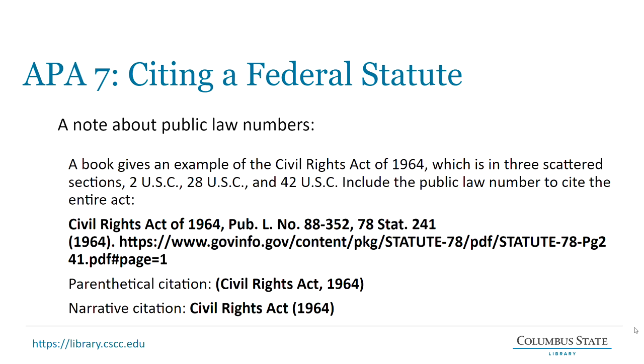You may see a public law number on the act, too. This number is used in the reference list entry for when the act is codified in scattered sections, or refers to an act before it is codified. If a statute has been codified in the United States Code, do not include the public law number in the reference. The book gives an example of the Civil Rights Act of 1964, which is in 3 scattered sections, 2 USC, 28 USC, and 42 USC. Include the public law number to cite the entire act.